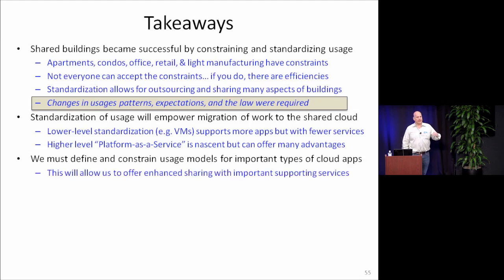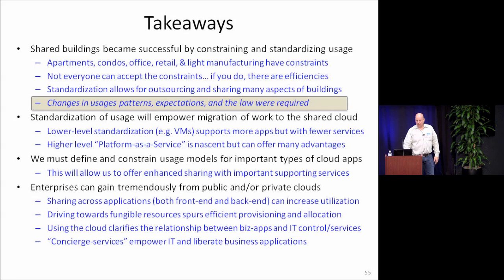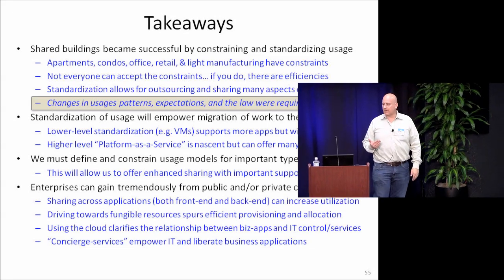We have to define the constraint models for important types of cloud apps. And enterprises can gain tremendously from public and/or private clouds: sharing apps, driving towards fungible resources, using the cloud to clarify the relationship between the line of business and IT, and those concierge services empowering IT and liberating the line of business from worrying about it. And that's it. Any questions?